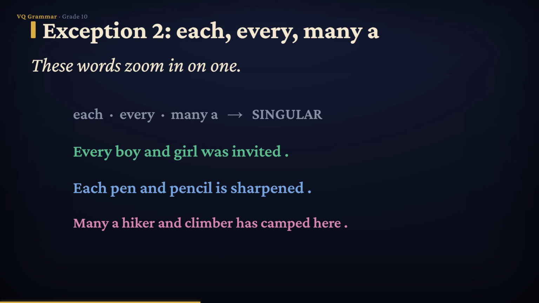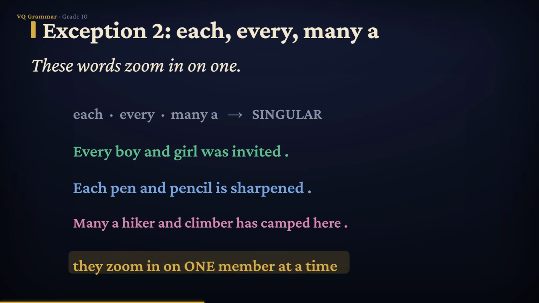Why does that happen? Because "each", "every", and "many a" zoom the camera in on one member at a time. They ask you to picture the people one by one, not as a crowd. So when one of those words is leading the subject, go singular.